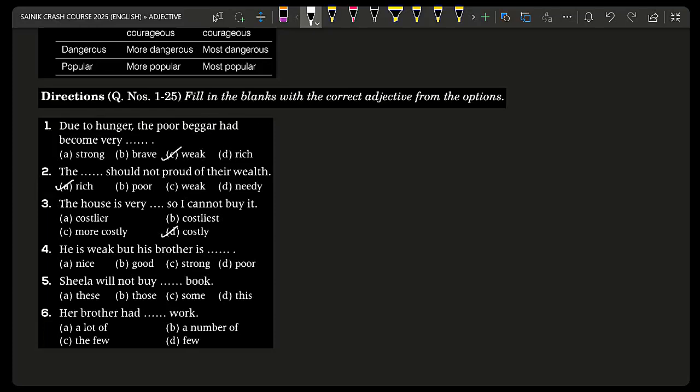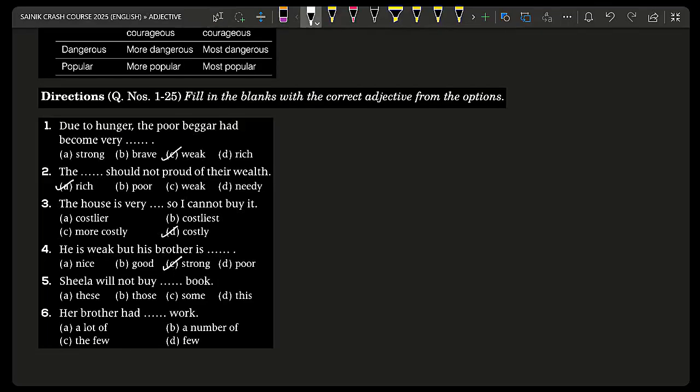Shana, do you want to answer the next 3 questions? Sir, yes. Fourth question, you can read it now. He is weak, but his brother is strong. Yes. Whenever 'but' is there, it is always used in the opposite sense. So the opposite sense of weak is strong. Very good.